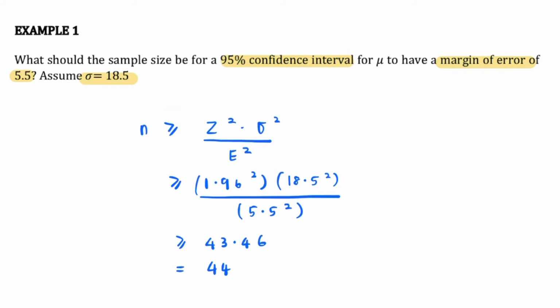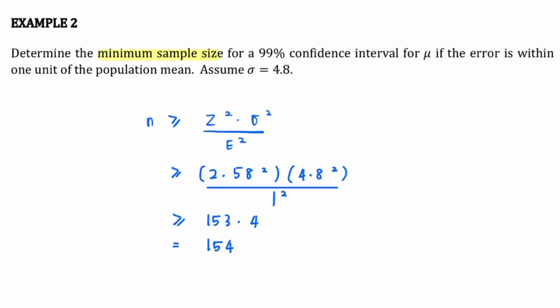If you don't use the symbol, if you use only the equal sign, use this note, which is you have to round up to the nearest whole number. So even though you have 43.4, round up to the nearest whole number, which is 44.